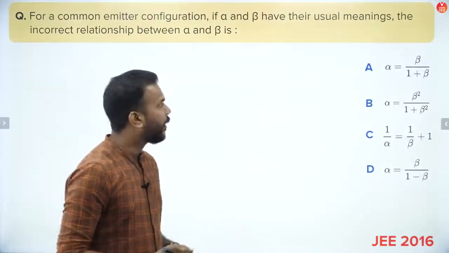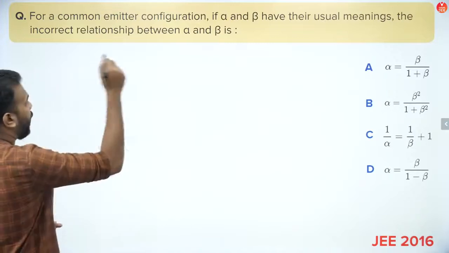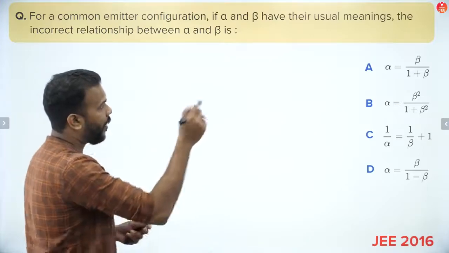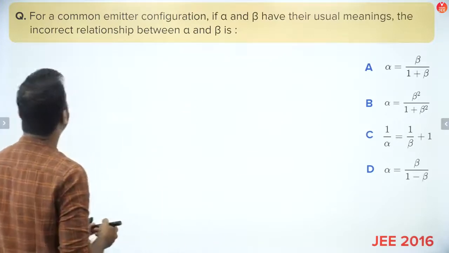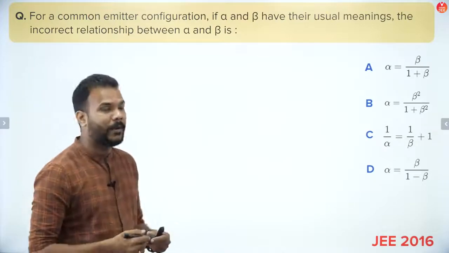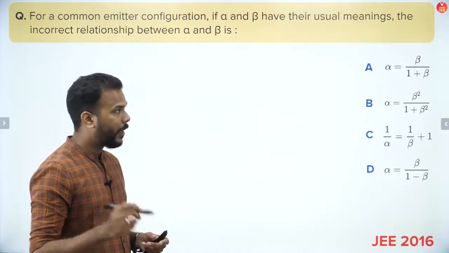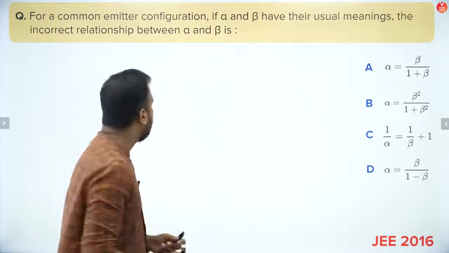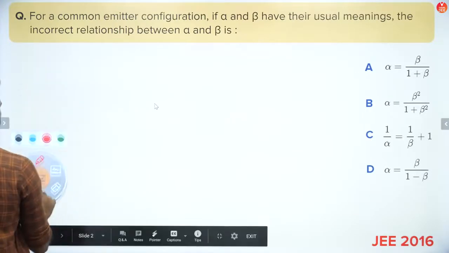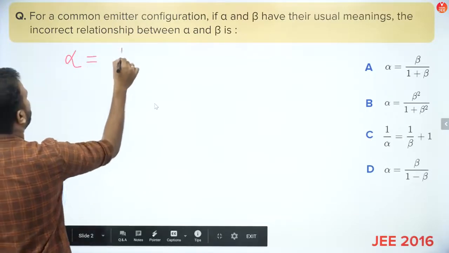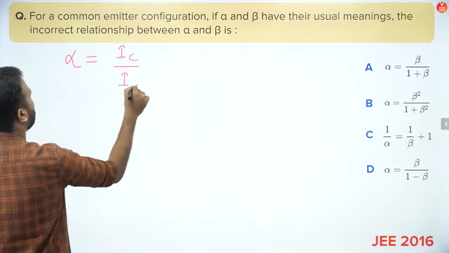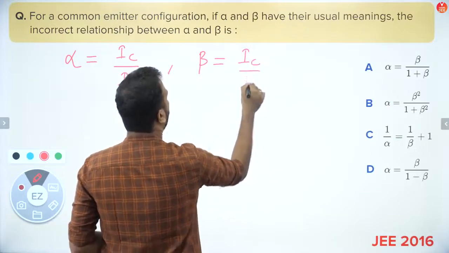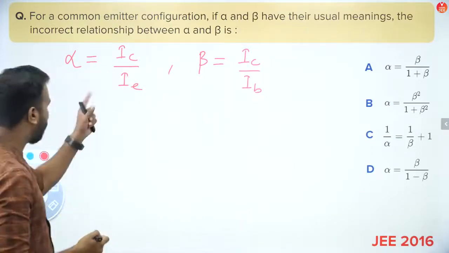Okay, so what you see here in the question is basically about a common emitter amplifier, which says that in the common emitter configuration, if alpha and beta have their usual meanings, then the incorrect relation between alpha and beta will be what? That is what we have to find out. Well guys, you know that alpha and beta are the current amplification factors in an amplifier. So if we write the formula for alpha and beta, alpha is written as IC by IE, and beta, as you know, is IC by IB. Yeah, that's what alpha and beta are.